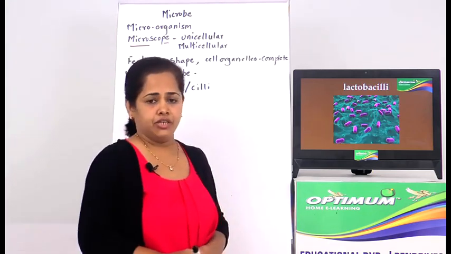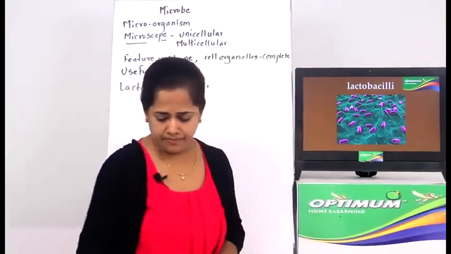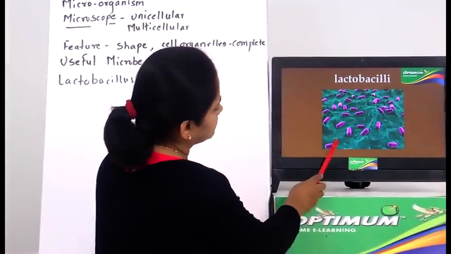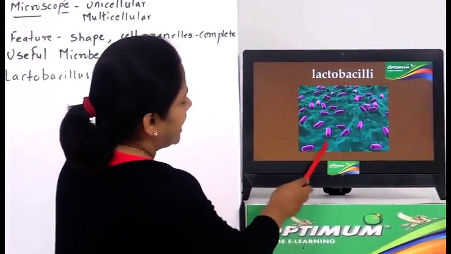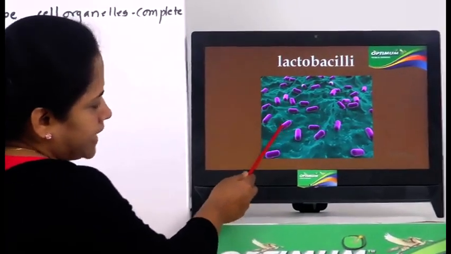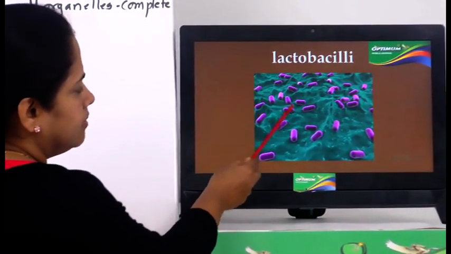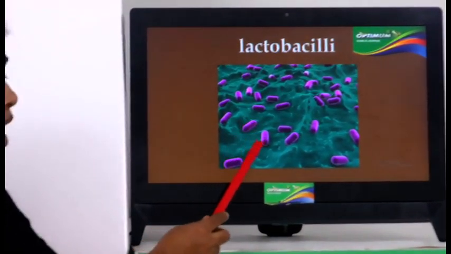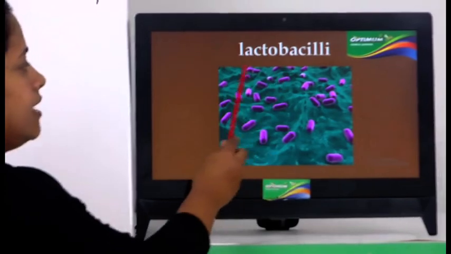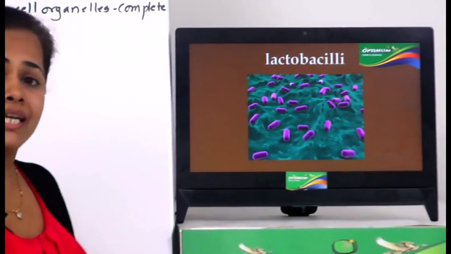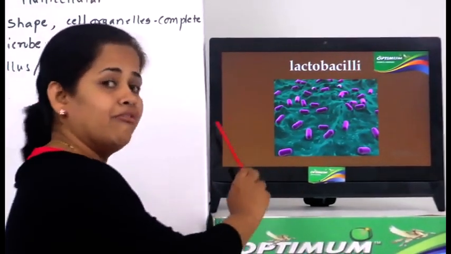So I have a picture. You can now focus on the slide, and you can see there is something greenish, and then there are these magenta, or you can say reddish pinkish colored bodies. They are nothing but lactobacilli. Now this picture is the view taken under a microscope. So sometimes when they take a photograph, the colors vary.